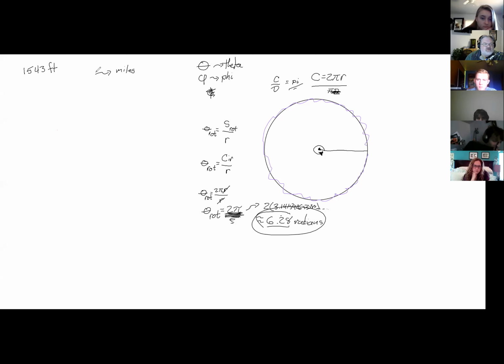If we wanted to convert that feet into miles, what would we do?